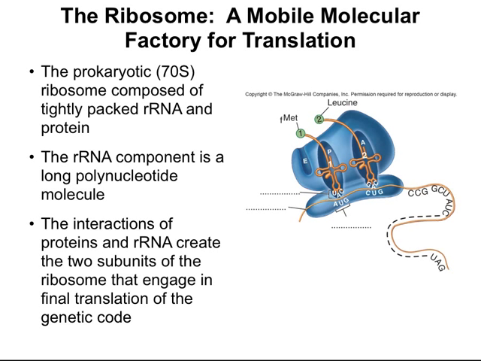The RNA component is a long polynucleotide molecule. And the interactions of proteins and the ribosomal RNA, or rRNA, create the two subunits of the ribosome that engage in final translation of the genetic code. Here you can see the ribosome with its large subunit and its small subunit. Inside the small subunit, we're now seeing a large piece of messenger RNA that's running through the active sites of the ribosome. Here's where transfer RNA comes in.